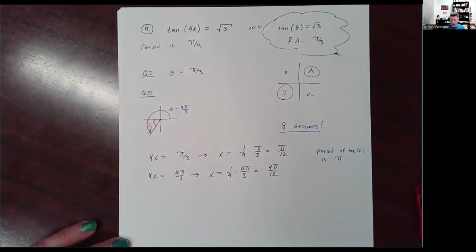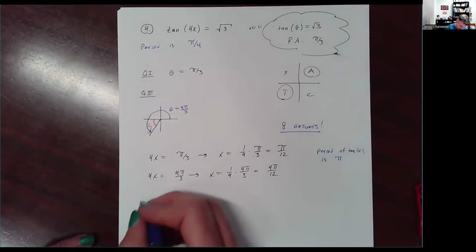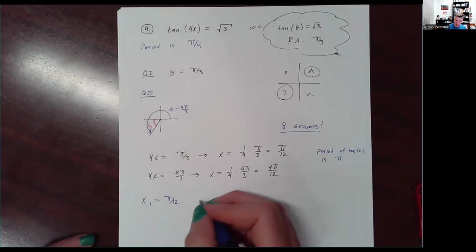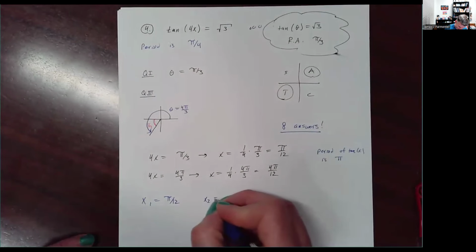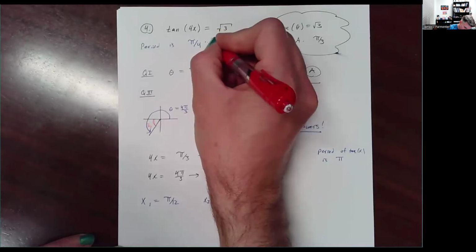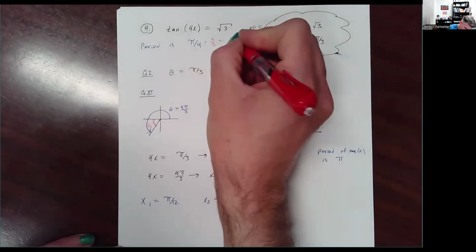So that's what we're going to add on to get the rest of our answers. So we're going to take our first answer of pi over 12, and I'm going to start labeling these. So my x1 is pi over 12, and I'm going to find the rest of them by just adding on pi over 4. So x2 is, well, let's see, pi over 4 times 3 over 3 is 3 pi over 12.